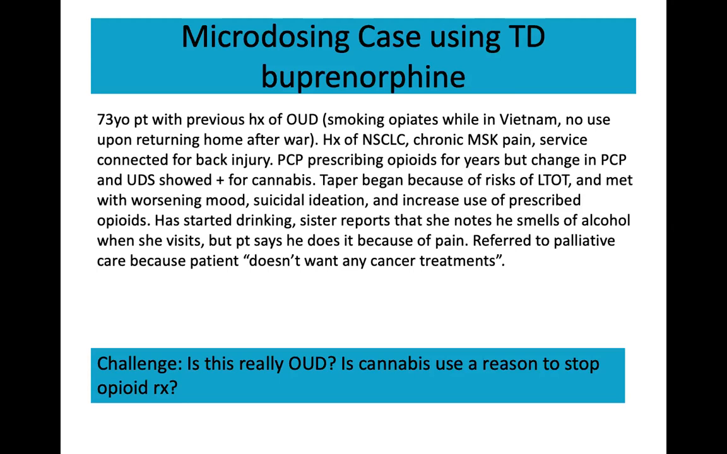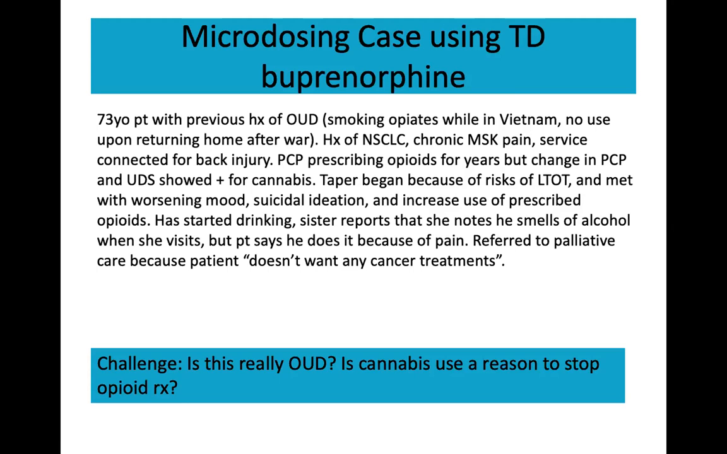This person has a service-connected illness for a back injury sustained in Vietnam. They also have non-small cell lung cancer and chronic pain, and their PCP had been prescribing opioids for years. But with a recent change in their PCP, they started doing urine drug screens and it popped positive for cannabis. And the new PCP started to taper this person off their long-term opioids.